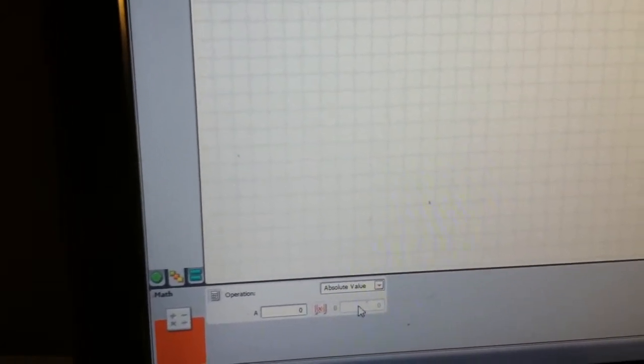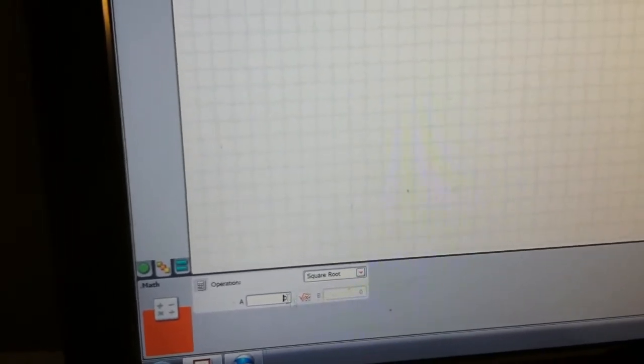You see that the B is no longer there because it only affects one value, and the square root is the same concept: it only affects one value, so there's no point in having B. So let's flip back to addition here.